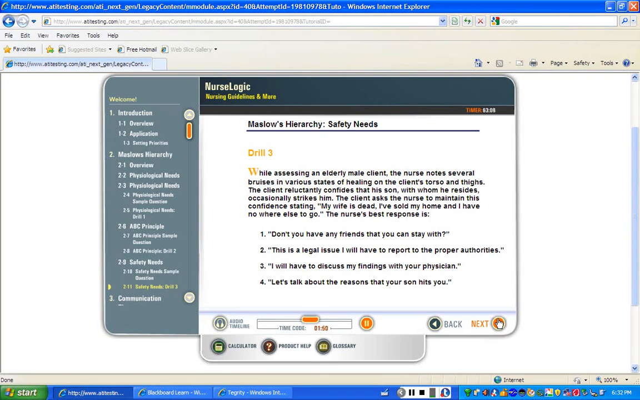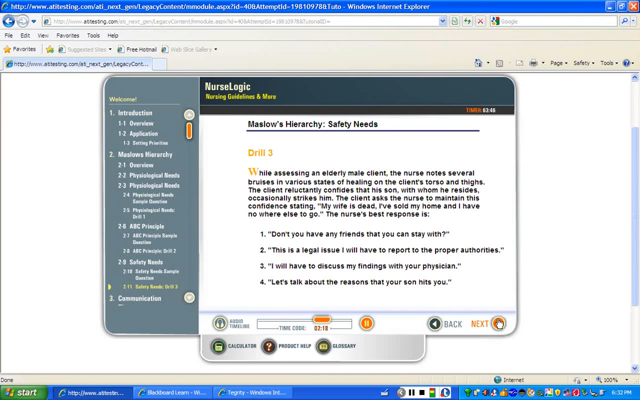Option 3. I will have to discuss my findings with your physician. A question mark can be assigned to this choice. The physician is a healthcare provider involved in the client's care and must be informed to properly treat the client. However, the physician will likely discover the bruises independently, have suspicions about their origin, and also ask questions regarding the client's safety. Regardless, this does not mean that the nurse is not responsible for the information regarding the potential abuse of the client.